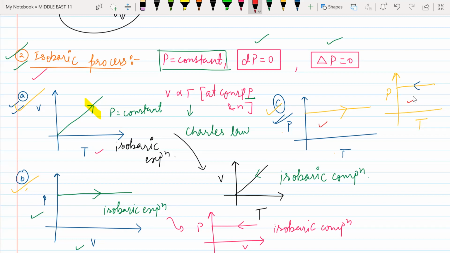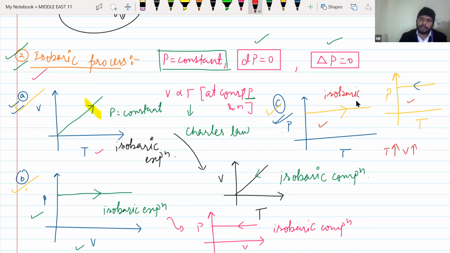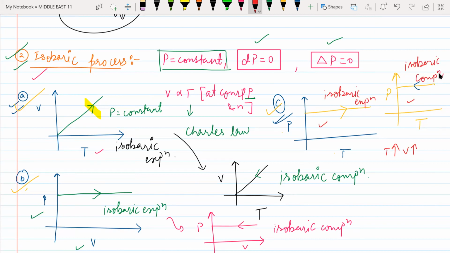The first one is expansion, sir, because temperature is increasing. Temperature is increasing, so volume is increasing, so it is isobaric expansion. And temperature is decreasing, volume is decreasing, that means it is isobaric compression, right? Yes, sir. Very good.